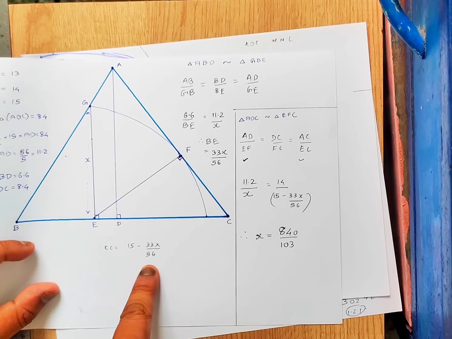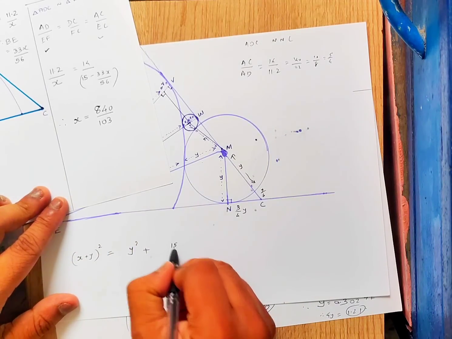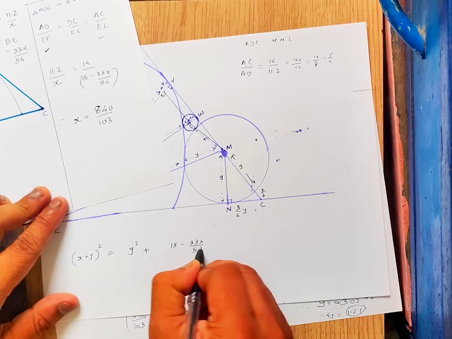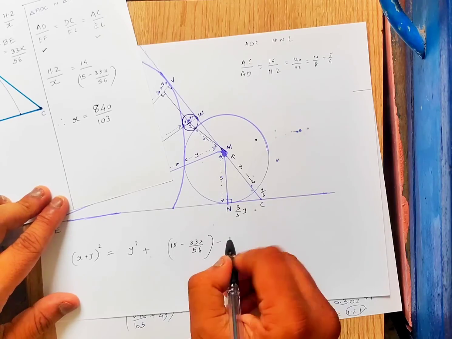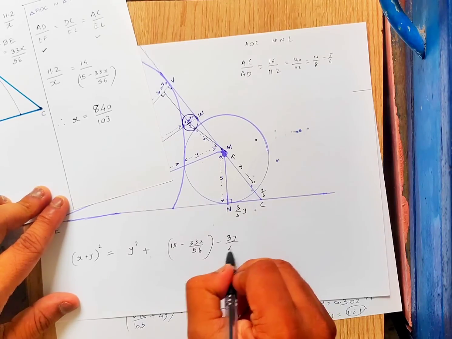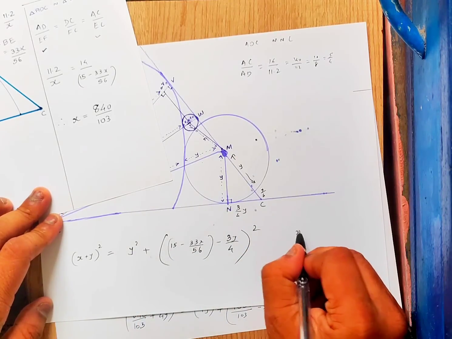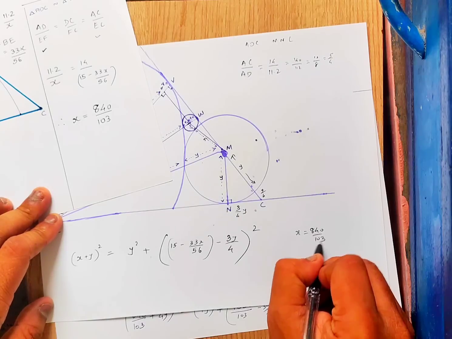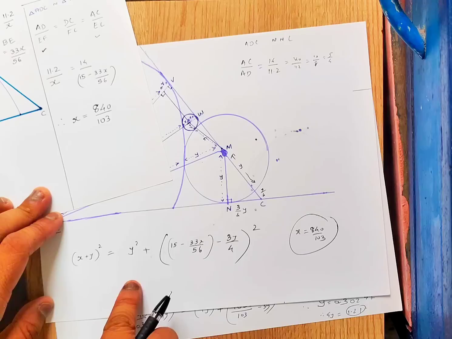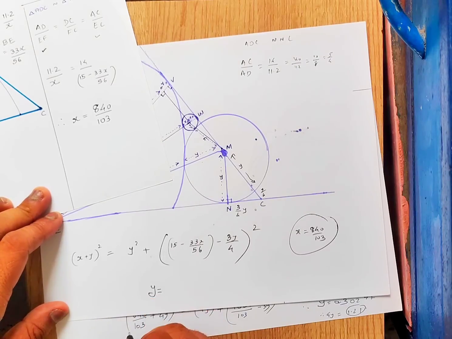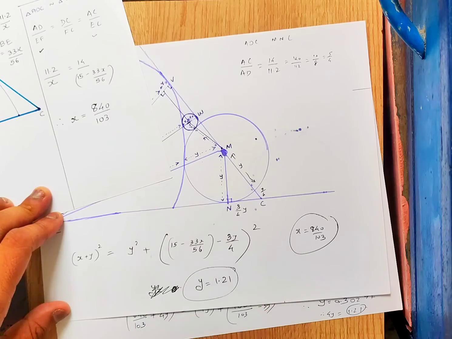EC was 15 minus 33x by 56. So 15 minus 33x by 56 was EC. This subtracted this value, minus 3y by 4, and the whole square of it. I know that the value of x is 840 by 103. Now I'm going to substitute over here and I'm going to get the value of y. So the value of y will be 1.21. Alright, I've got the value of y.